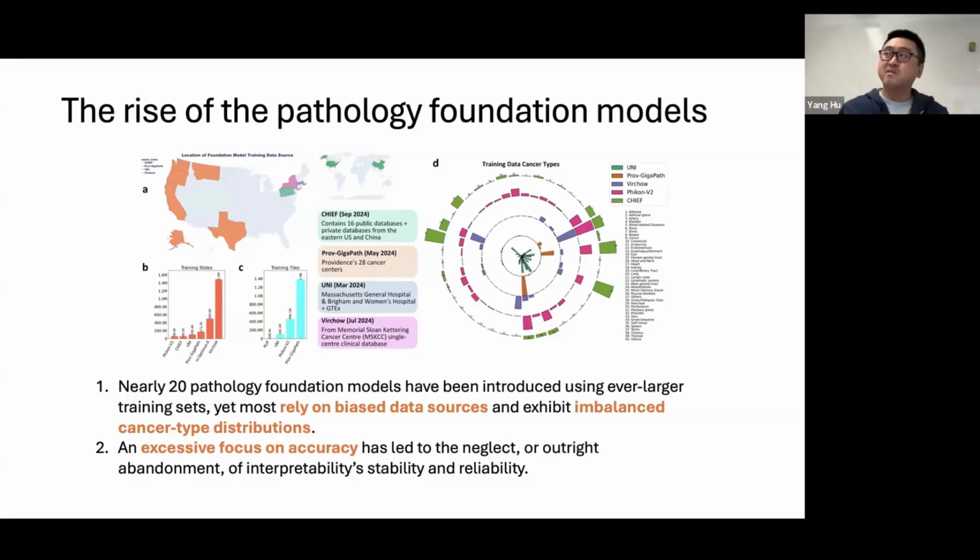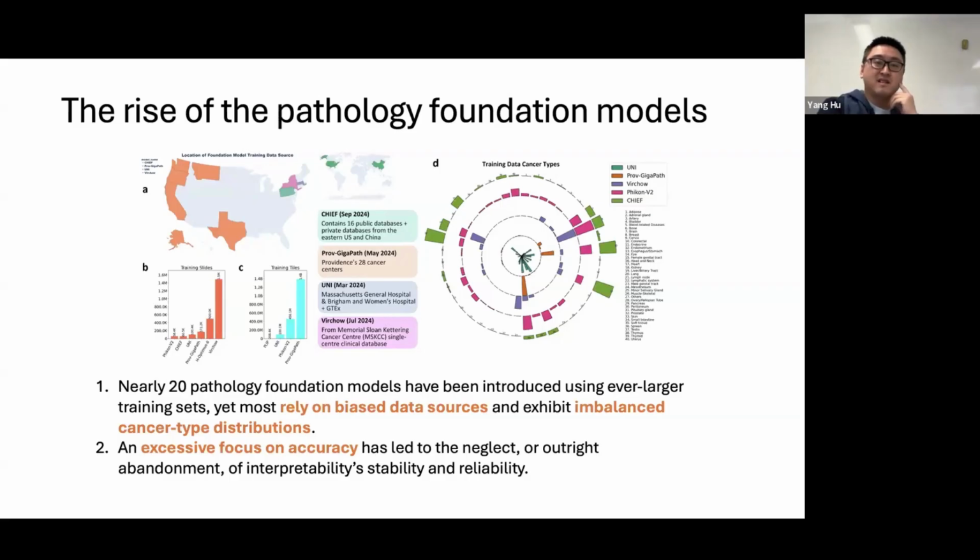So as far as I know, none of them has the organizational capability to collect all the data around the whole world. They can control one or two local hospitals, but they cannot control every hospital around the world. So most of them just rely on very biased data sources.